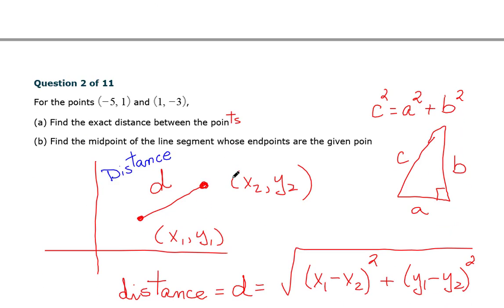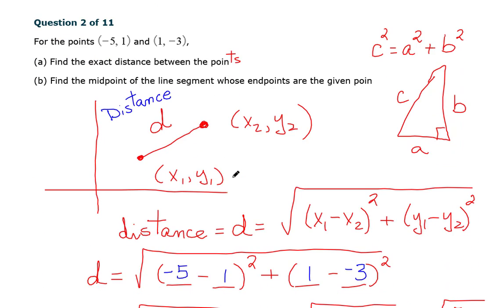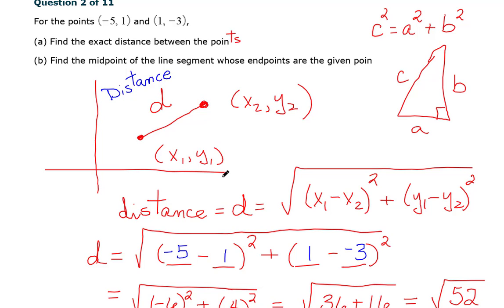All right, in question 2, they're going to give me 2 points, -5, 1, and 1, -3. And they want us to find the distance between them. So here's a rough sketch. I have 2 points, x1, y1, there's my first point. Here's my second point, x2, y2. So 2 points, and I want to figure out how far it is between them, this distance d.